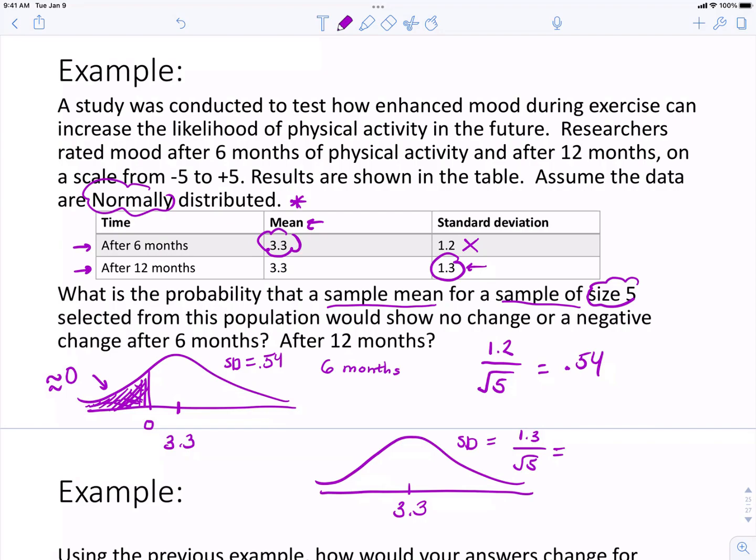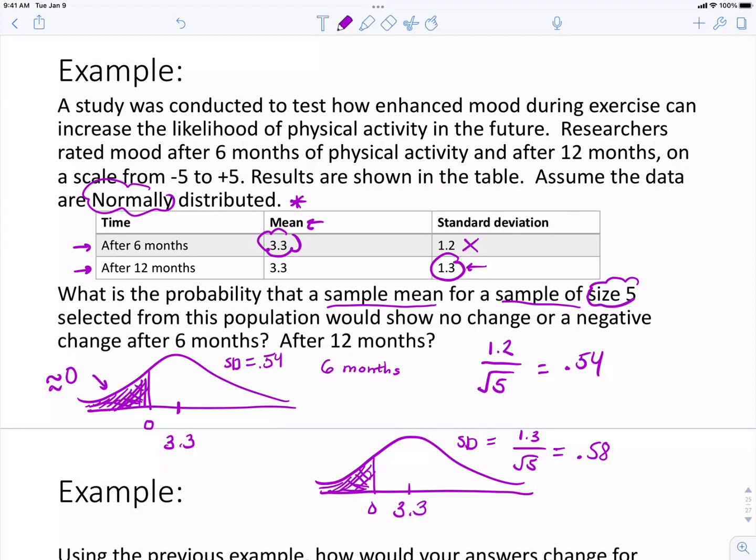Okay, 1.3 divided by the square root of 5, that turns out to be 0.58. Okay. So again, we want the area here at most 0 or less. So that's this area here. And let's take a look at what that would be.